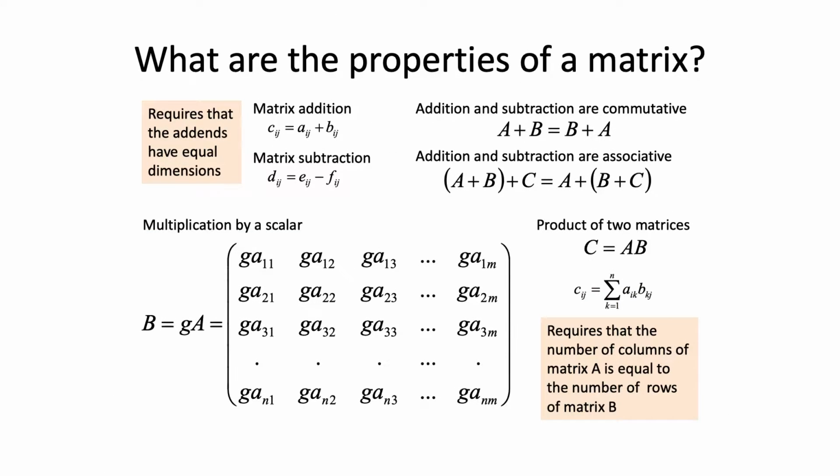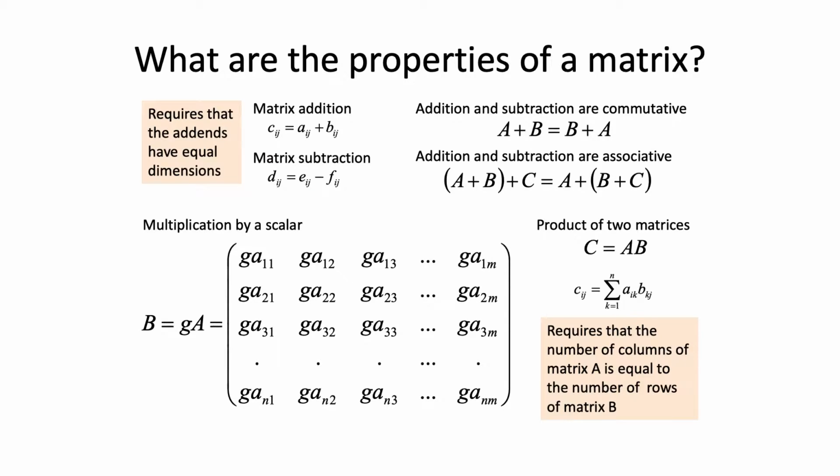You can add and subtract matrices together as long as the two matrices have equal dimensions. The addition and subtraction of matrices are commutative as well as associative. You can also multiply a scalar quantity to a matrix. Each element of the matrix will be multiplied by the scalar number.